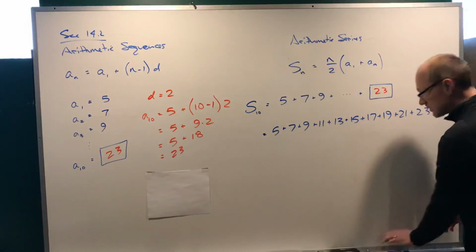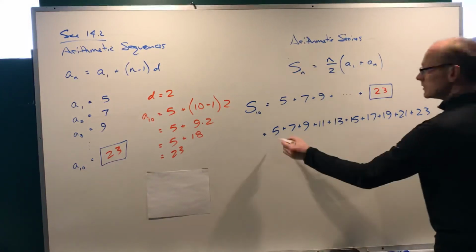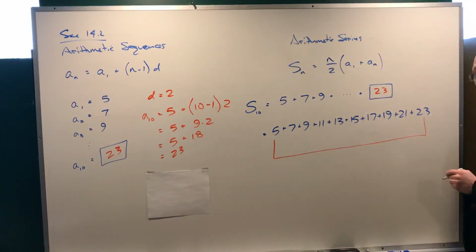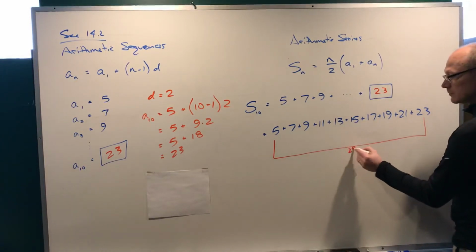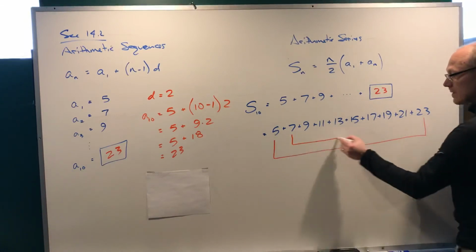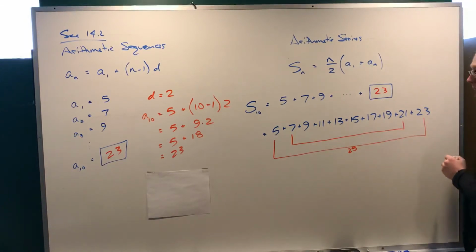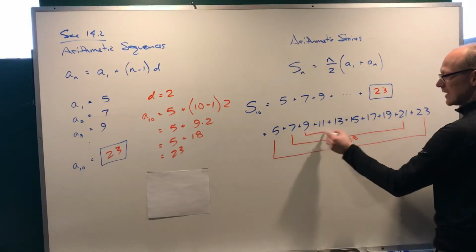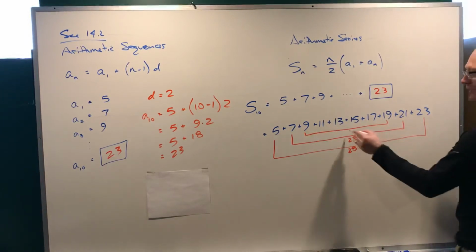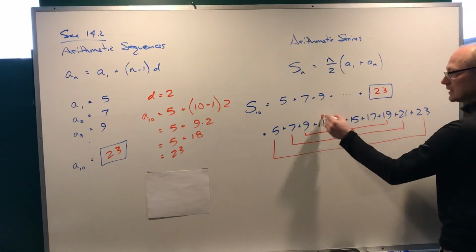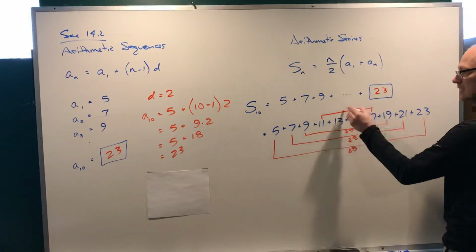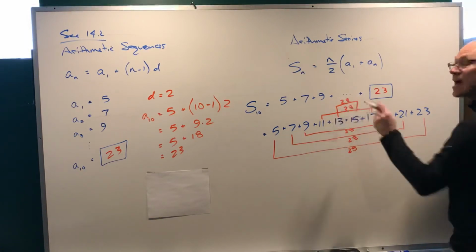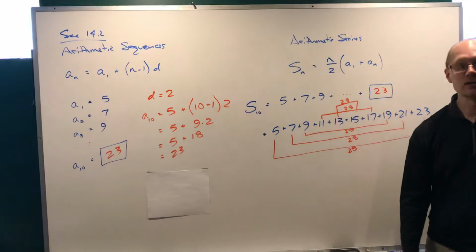What Carl Friedrich Gauss noticed, and we may as well check: what is 5 plus 23? That'd be 28, right? What's 7 plus 21? That's 28. What's 9 plus 19? That's 28. What's 11 plus 17? That's 28. What's 13 plus 15? That's 28. Every one of those pairs is 28.